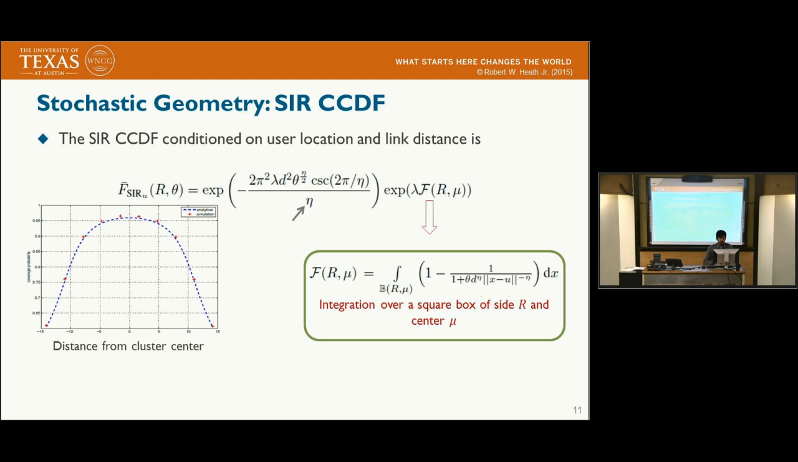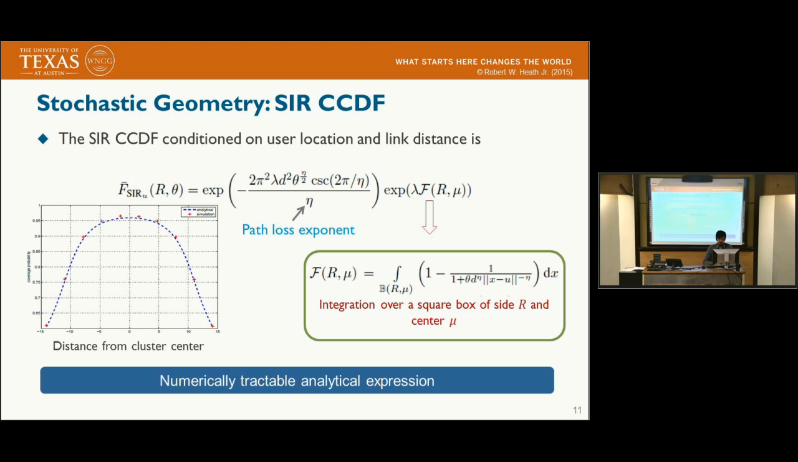This is the expression for the complementary cumulative distribution function of the signal to interference ratio at the receiver, conditioned on its location and the link distance to the serving base station. As you could see, it is a function of the parameter r, which we define to be the length of the cluster square cell, and theta is the outage threshold. Eta is the path loss exponent, and this should be theta raised to the power minus eta by 2 by eta. It's a typo. And the exponential on the right involves an integration over a square box of side r and center mu, which is numerically easy to evaluate in practice.